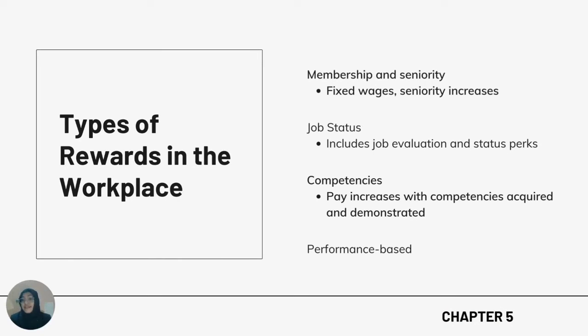Membership and seniority. With membership and seniority-based reward, if you give them a fixed wage, they will work for a long time and their seniority will increase. The advantage of this base reward is that seniority-based compensation can reduce turnover. The con is that it may act as a golden handcuff. The second one is job status-based reward.